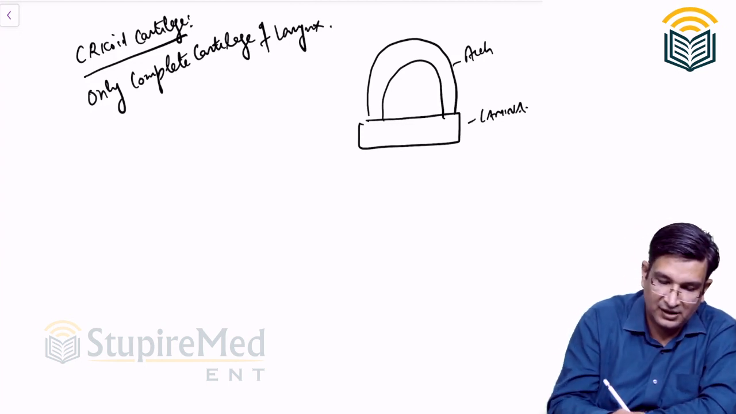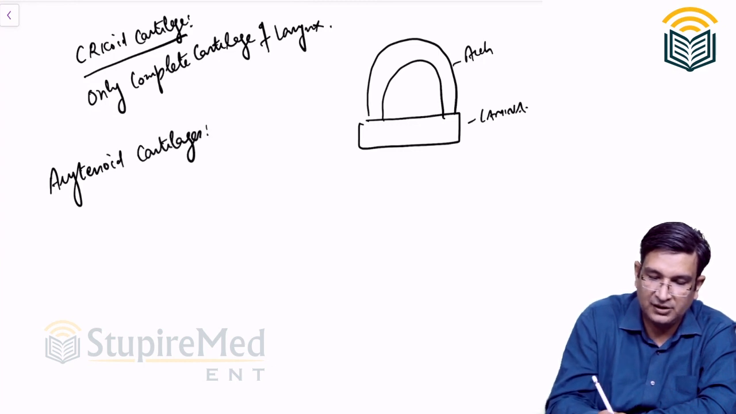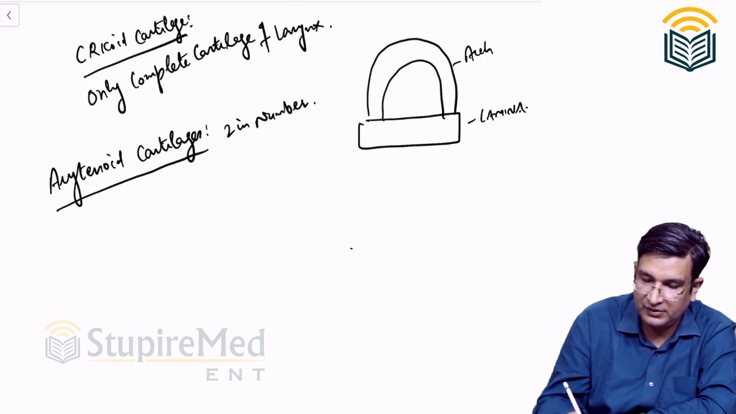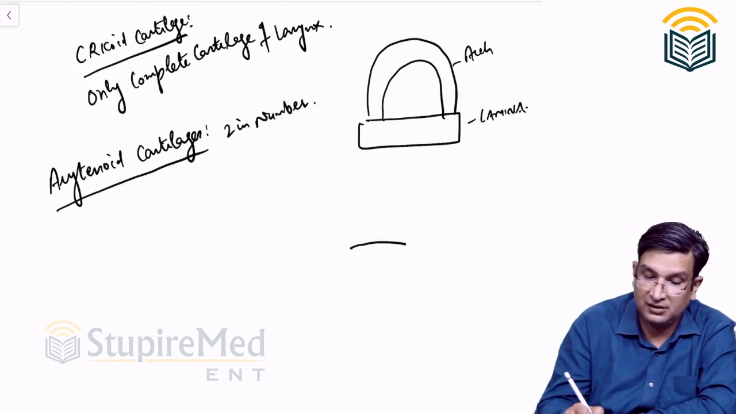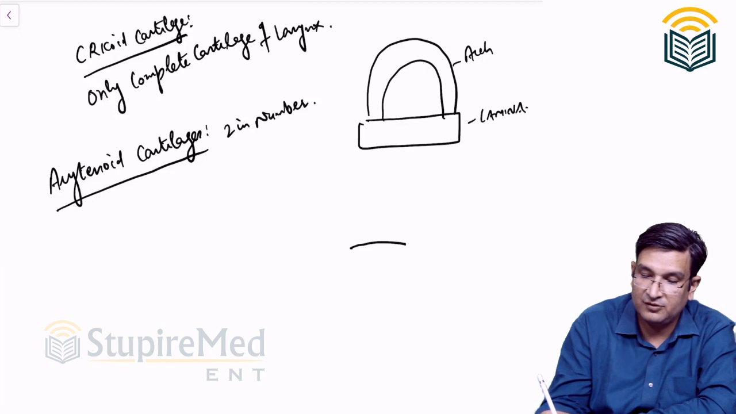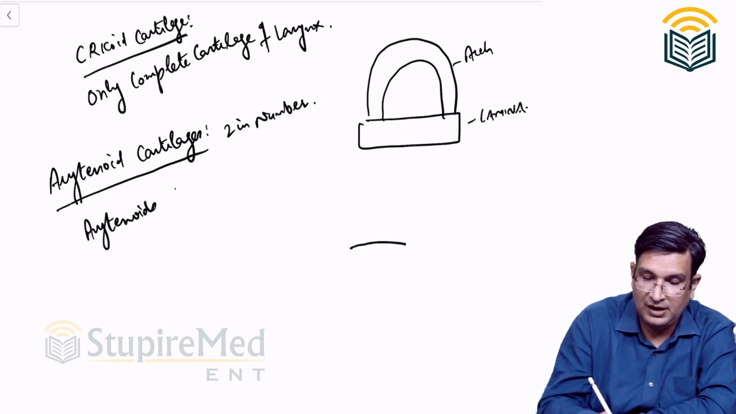Next cartilage is arytenoid cartilage. So arytenoid cartilages, they are paired in nature, they are two in number. And these cartilages have a base, and this base lies over the cricoid cartilage, over the lamina of the cricoid cartilage. So over the lamina of the cricoid cartilage, there lies the arytenoid.